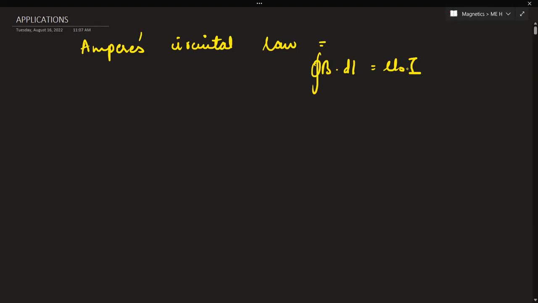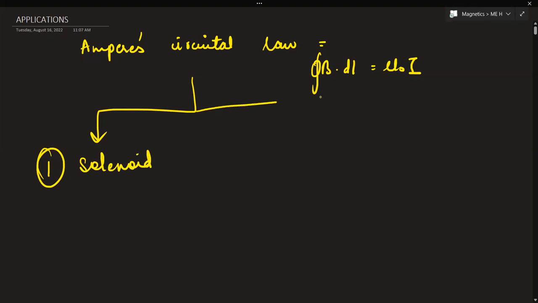Now, class, there are two applications of it. Applications of Ampere's circuital law are two. One is known as the solenoid, the other one is known as the toroid. Please remember the formulas at the end. These are important because these will be used till your AC, the alternating current lesson. At least the solenoid's formula will get used.